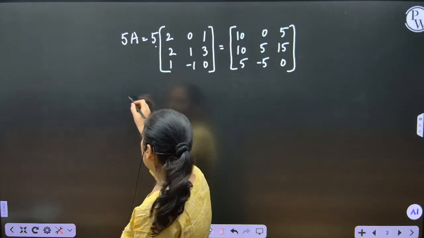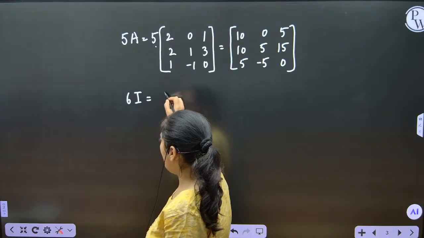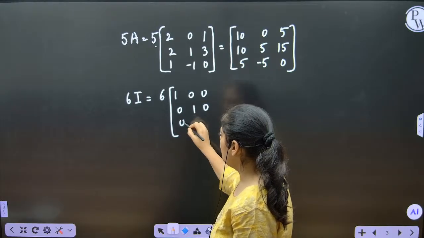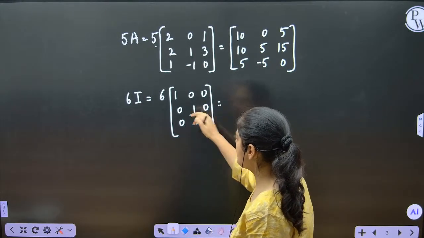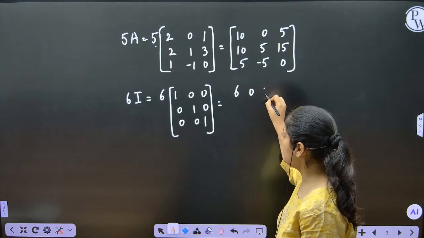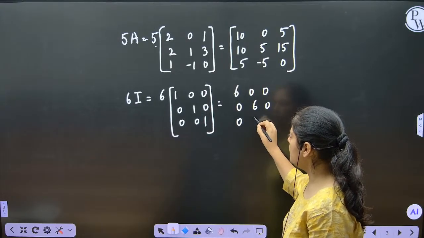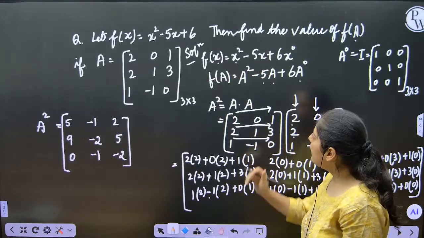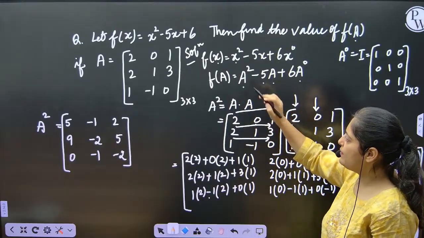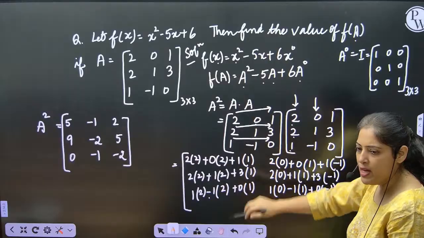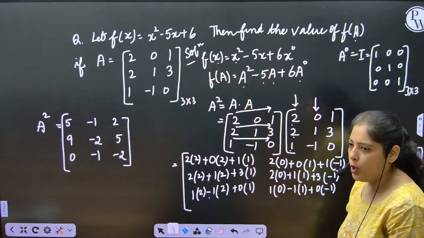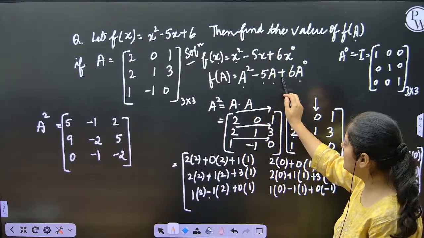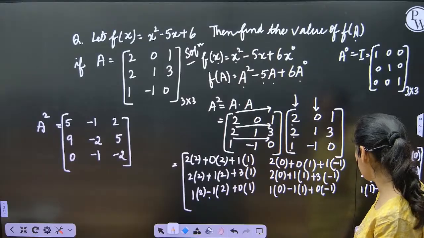Okay, and the next element was 6 into identity. Identity matrix is what? 1 0 0, 0 1 0, 0 0 1. This was the matrix. So this 6 will be multiplied with all the elements: 6 0 0, 0 6 0, 0 0 6. Now in the first step in the question, we have A square also, we have 5A also, we have 6 into identity also. Okay, so now what we'll do, whatever the operation, he's asking for the minus sign here, he's asking for the plus sign here, so we'll do that, no issues.